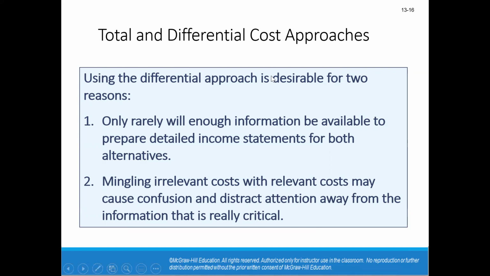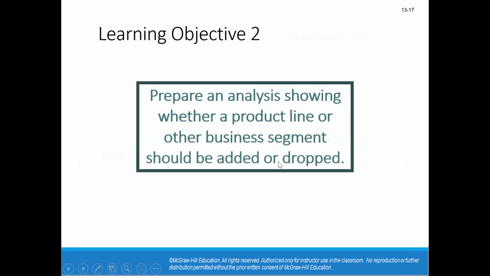Using the differential approach is desirable for two reasons. Only rarely will enough information be available to prepare detailed income statements for both alternatives. Mingling irrelevant costs with relevant costs causes confusion and takes the attention away from what's really important. Okay? So we're going to look at an analysis of whether we should drop a product line or a segment.